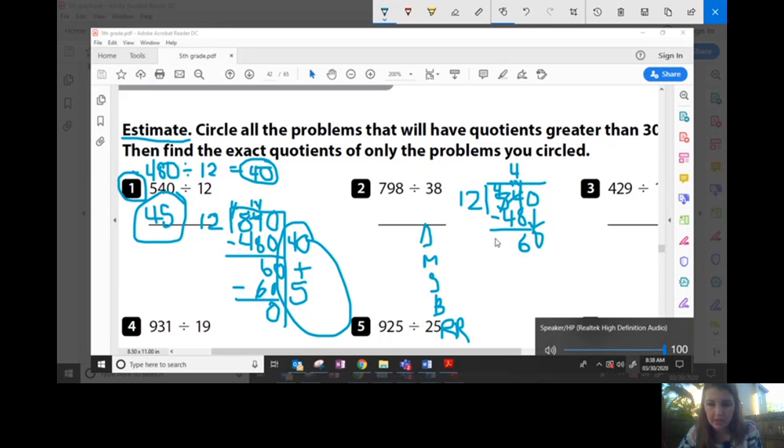So divide again. 60 divided by 12 is 5. Now multiply. 5 times 12 is 60. Now subtract. 0. Bring down. There is nothing else to bring down. So then this would be my remainder if I had anything left. But I don't, so my quotient is just 45. So either method, we got the same answer.